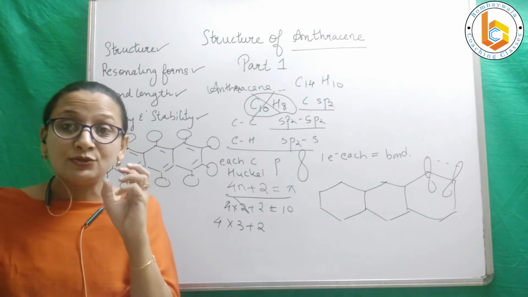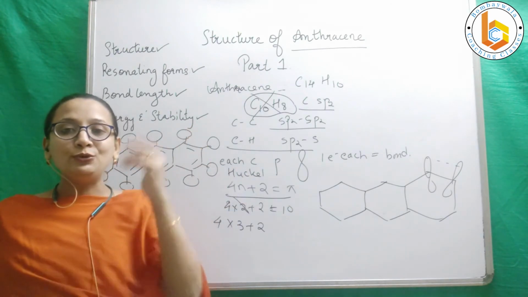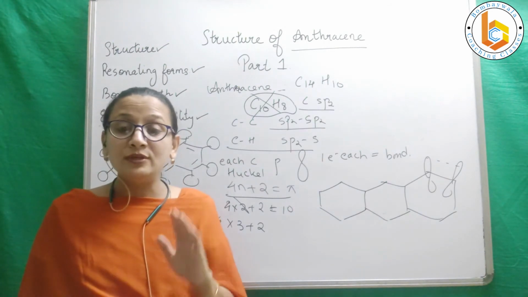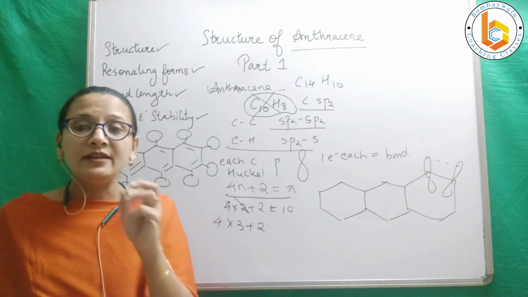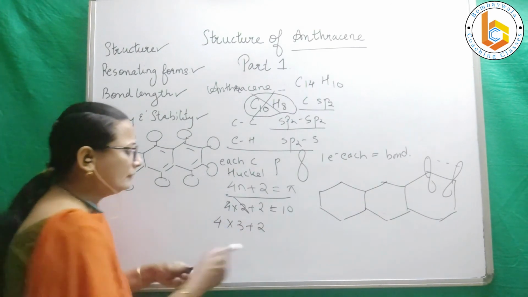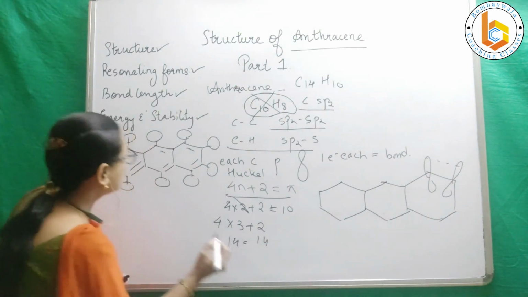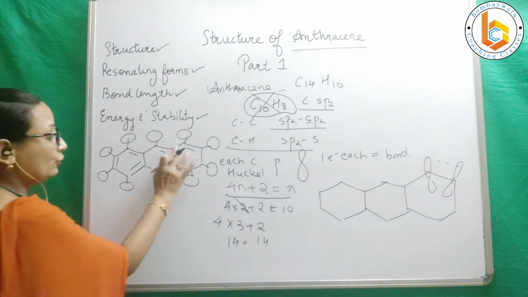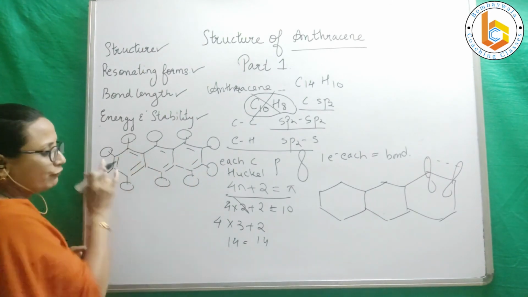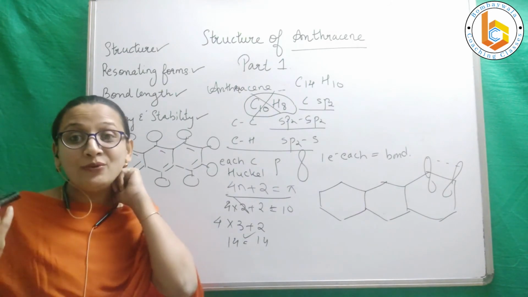And please remember students, it is not the number of rings. It comes to our mind that naphthalene has 2 rings, so the value is 2, and anthracene has 3 rings. No, Huckel rule is not with respect to the rings. It is any whole number. So I am putting the value as 4 into 3 plus 2. The answer is 12 plus 2, that is 14. So let us see how many pi electrons we see. 2, 4, 6, 8, 10, 12, 14. Hence, Huckel rule is obeyed. So now see how easy it is.